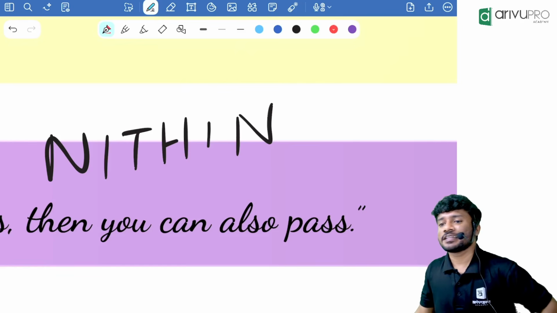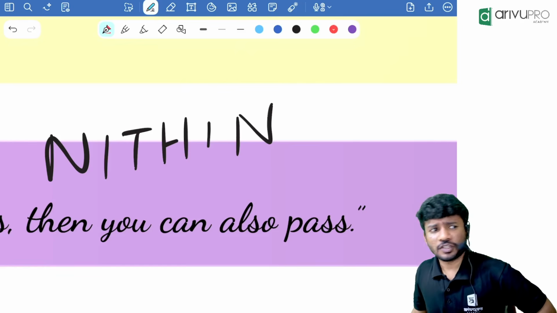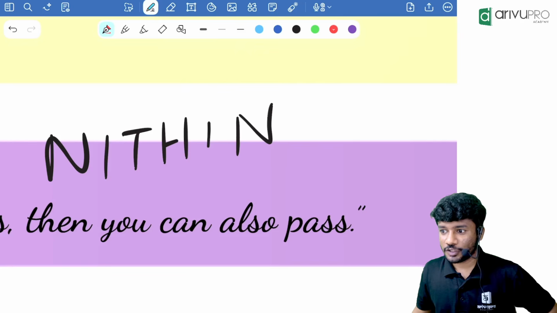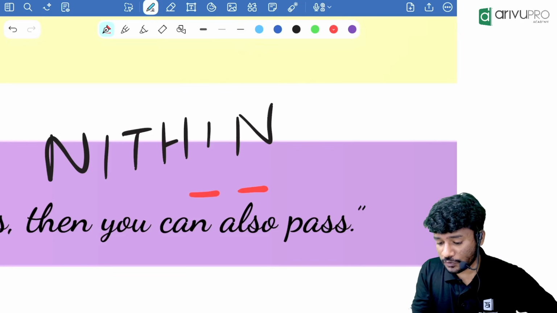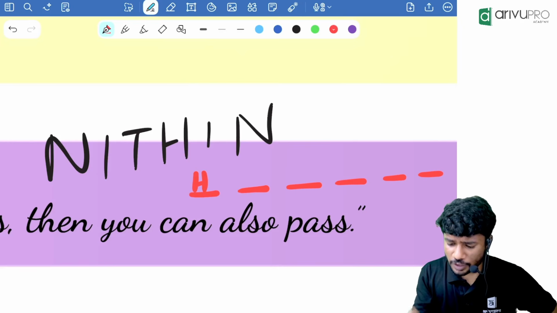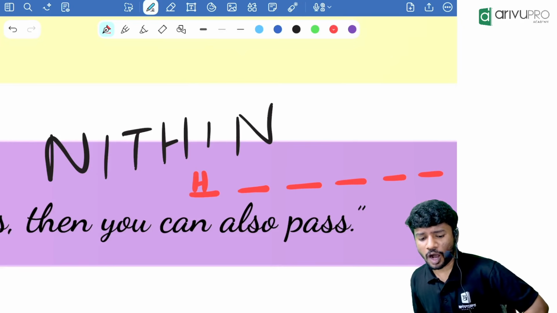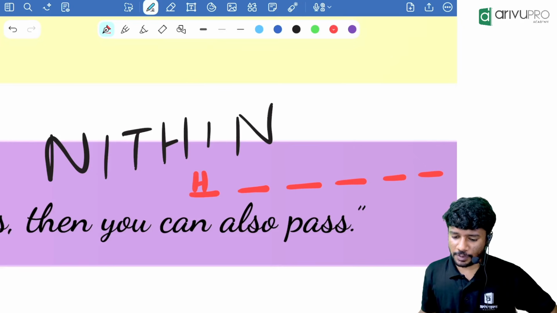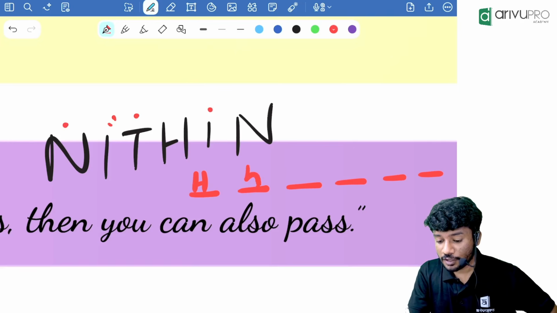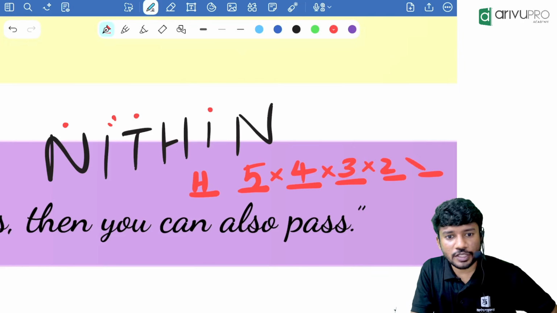Letters of the word Nithin are there. The condition is you should start with H. That means how many vacant places are there? 6 vacant places are there. Correct? You should start with H means no matter what, H should be there in the first place. Now, how many are remaining? 1 is there, 2 is there, H is not there. 5 are remaining. So, I will write 5 into 4 into 3 into 2 into 1.